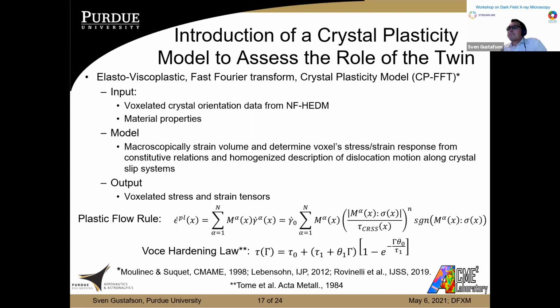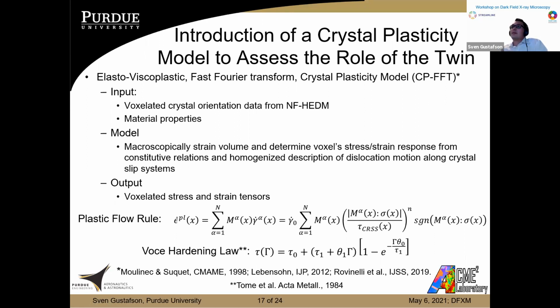at CHESS. And then with our constitutive relations and knowledge of the material deformation, as we see here with the plastic flow rule, we can then get a voxelated form of the stress and strain tensor. So for every single crystal orientation, every voxel we give this model from near field, we're able to output the stresses and strains. And now with that voxelated data, we can start to compare it to the dark field images that we saw prior.